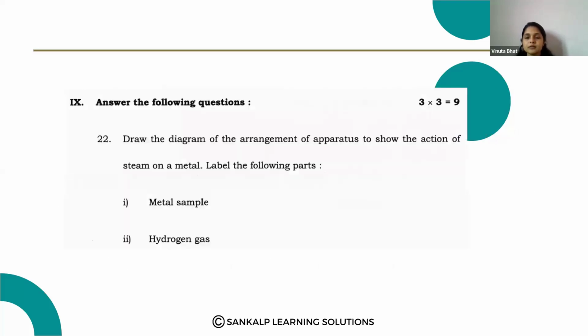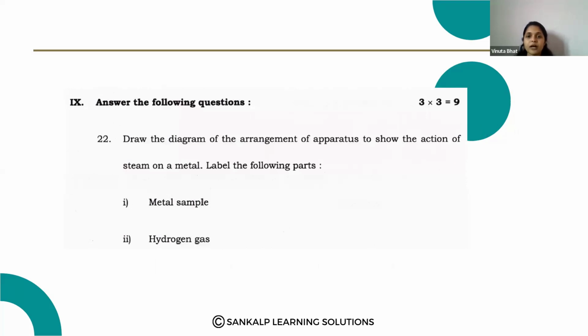Next question. Here, answer the following questions. 3 into 3 means total 3 questions. Each carries 3 marks. Total you will get 9 marks in this section. Okay, so that is 3 into 3. Total 9 marks you will get. So 22nd question.